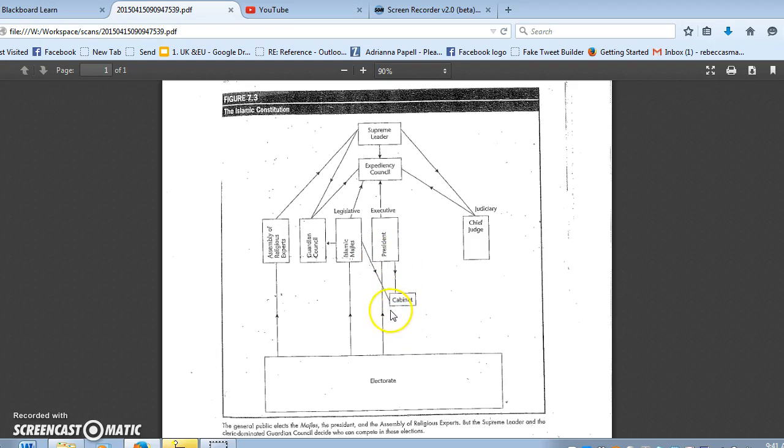The president does select the cabinet that comes from the Majlis, and this is sort of a remnant, I guess, of the Iranian parliamentary rule, which they had under the Shah. And so the cabinet comes from the Majlis, much like you would find in a parliamentary system of government, and the president does select those people.